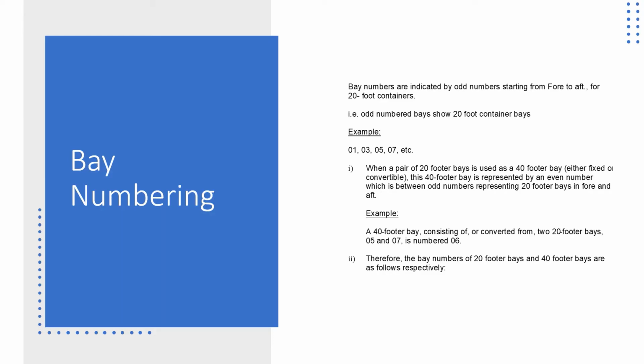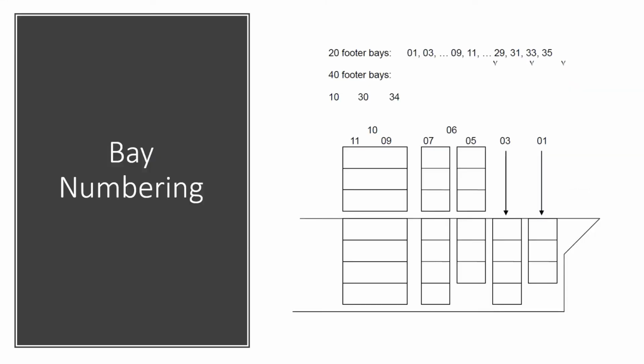When a pair of 20-footer bays is used as a 40-footer bay, either fixed or convertible, this 40-footer bay is represented by an even number. An example is that a 40-footer bay converted from the 20-footer bays between bay 5 and bay 7 is number 6. I've already explained that to you. You can see here in the picture how the bays are shown. You can see bay 1, bay 3, they are all 20-foot containers. Then bay 5, bay 7, bay 9, 11, they are all 20-foot containers.